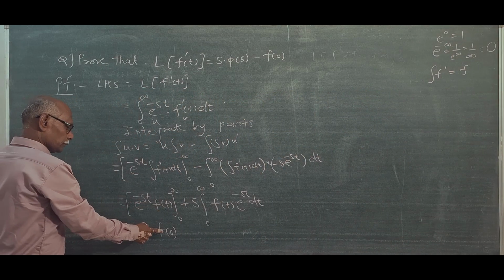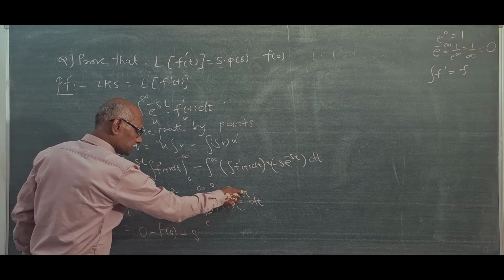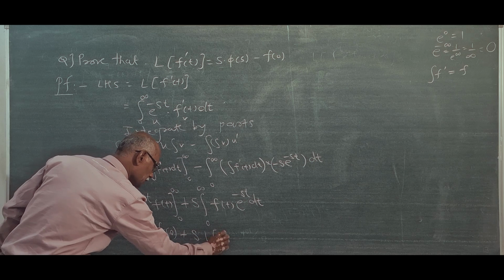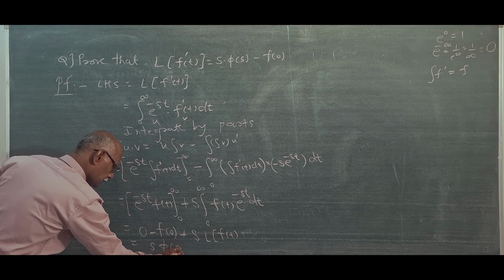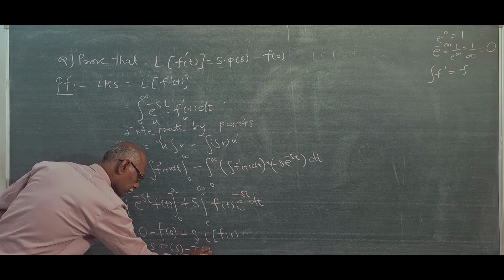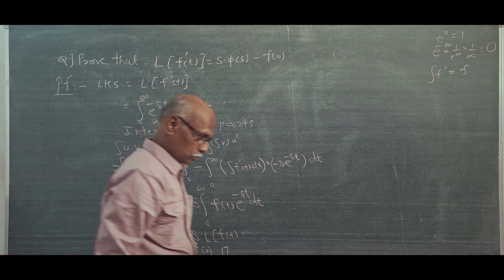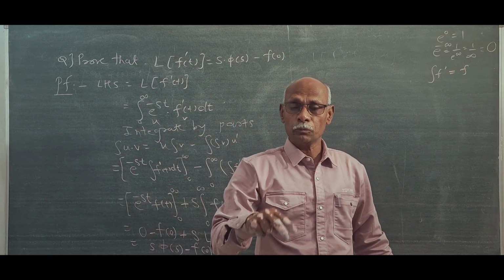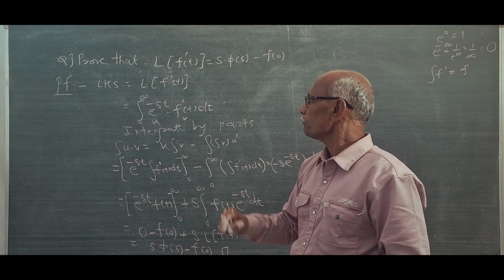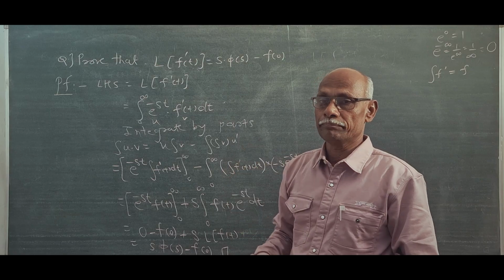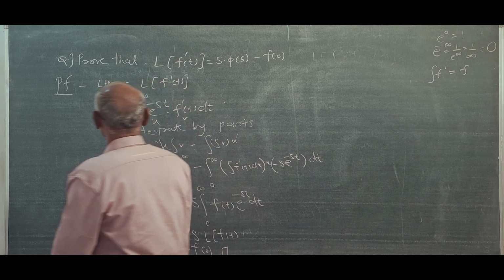So 1 into f of 0 remains, and this whole thing is the Laplace of f, which is denoted by phi s. So we get s into phi s, and this minus f of 0 is later. Full stop. This is the proof. It's very simple and interesting, right? So remember, integration by parts is useful for proving these properties. Now we conclude with the help of one example. Examples are tricky, maybe for 1 mark, maybe for 5 marks. So let us see the example.